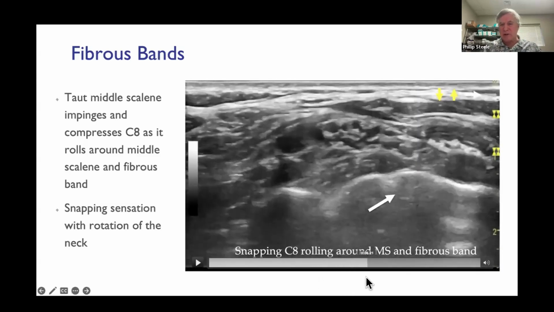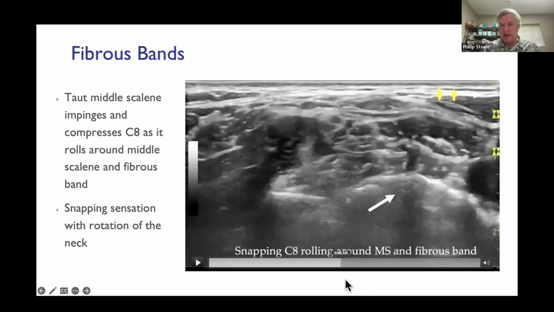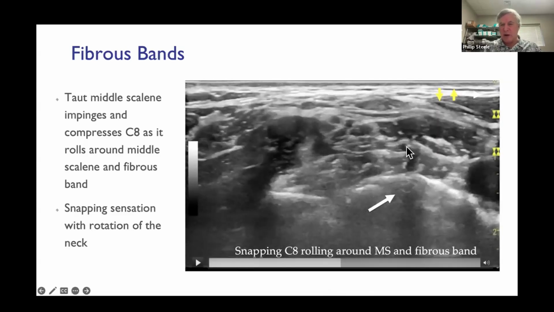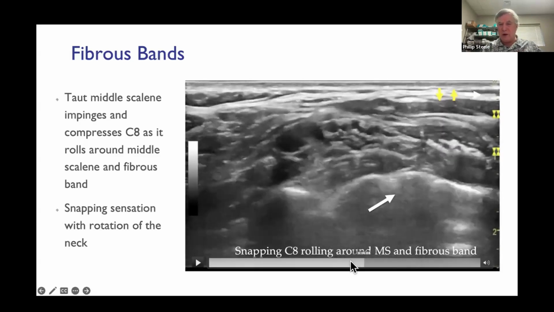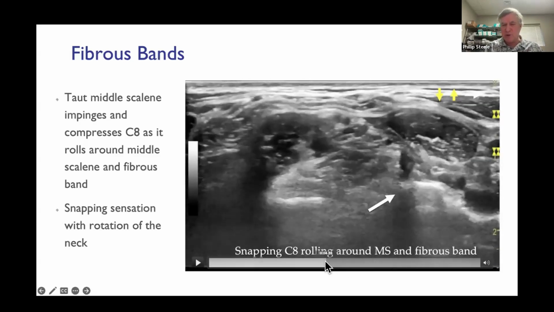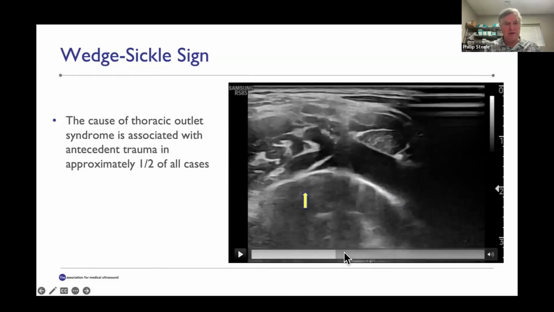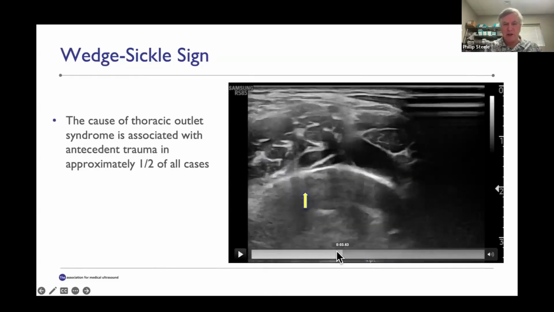And these fibromuscular bands can create a snapping sensation with rotation of the neck. And with sonographic guidance, if you palpate right here, you can create a radicular pain pattern, more of an ulnar nerve sort of distribution. So here's another example of this sort of situation.